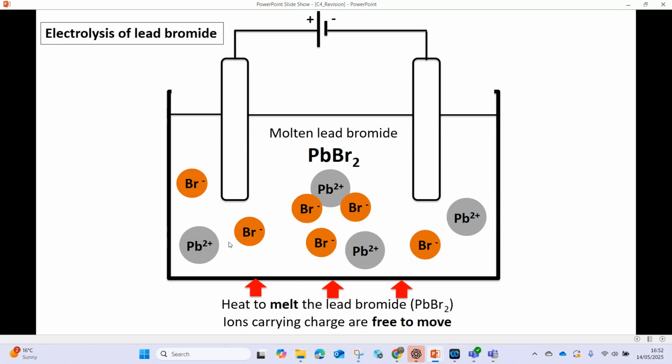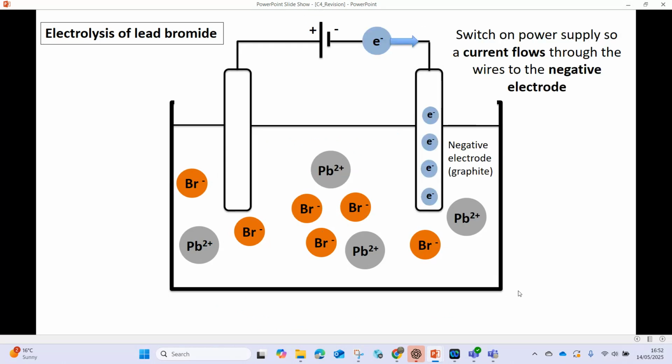So if we could see those ions in that solution, what it would look like is something like this. We've got molten lead bromide in our solution, and there you can see the lead bromide together, so it's just about melting. So you have to heat it to make sure that it's molten and those ions are free to move. When you've heated it, as soon as you switch on the power supply, a current will flow, and the electrons will flow through the wires and head towards the negative electrode. So you can see these electrons here, which is your current. That electrode's often made of something like graphite because it's inert and shouldn't react with those ions in that molten lead bromide.